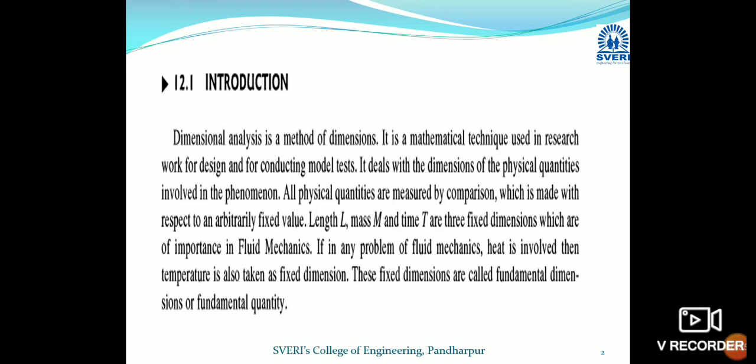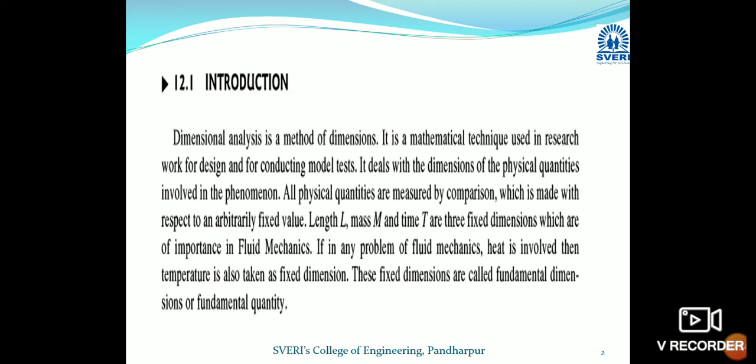So dimensional analysis is a technique which reduces the number of variables in the experiment. In turn, it reduces the cost of experimentation, and in turn, it reduces the time of the experimentation, and it is one of the reliable methods.